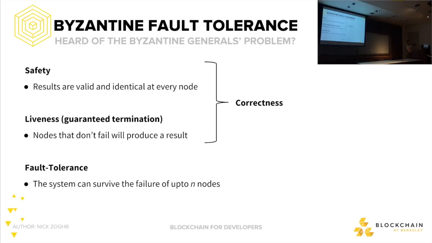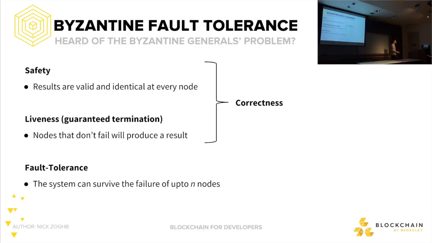And there are three key components, I guess, that describe Byzantine fault tolerance. Two of which are kind of grouped together into this correctness pairing. So one of them is safety, right? And that means that results should be valid and identical at every node. And the other one is liveness. So nodes should be available to query, basically. Right? In some non-infinite time.